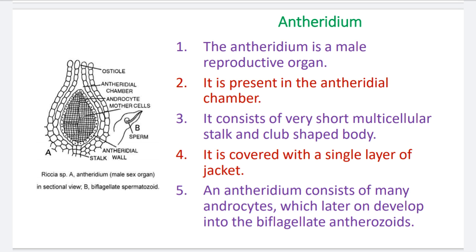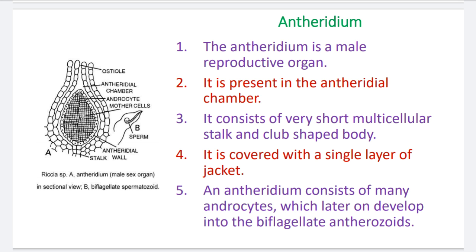Number 4: it is covered with a single layer of jacket, which is the sterile jacket layer, the protective layer of the antheridium. Number 5: an antheridium consists of many androcytes. The antheridium contains many androcytes. These androcytes are also called sperm mother cells or androgonal cells.